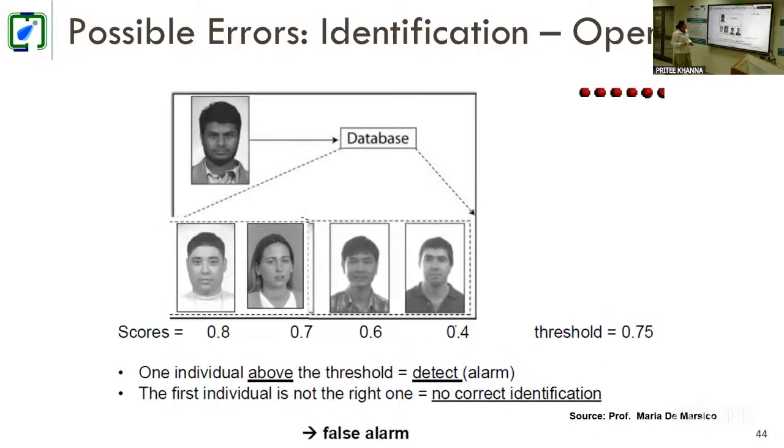Now, here you can see again the threshold is 0.75. So one person is above the threshold. So you will get an alarm. Yes, we have identified someone. But that is not the desired person, right? So here you can see that this is a false alarm. You are thinking, okay, it is crossing the threshold, but he is not the desired one.